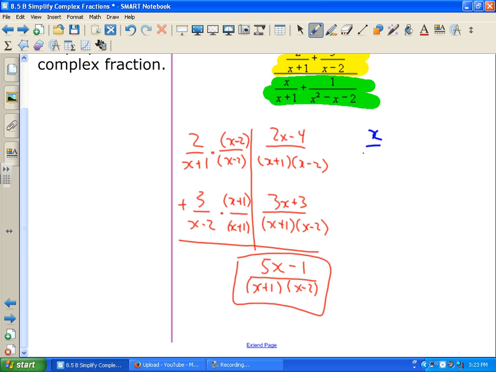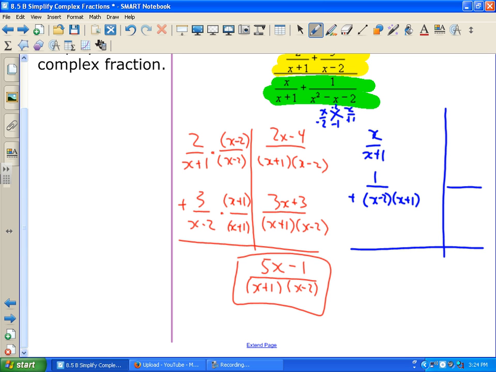That's x over x plus 1 plus 1 over x squared minus x minus 2. I'm going to go ahead and factor that. Some of you guys can factor that in your head. That will factor to x minus 2 times x plus 1. And again, you should remember that from yesterday. Still working that magic mirror, same game. All right, common denominator this time will be x minus 2 times x plus 1.